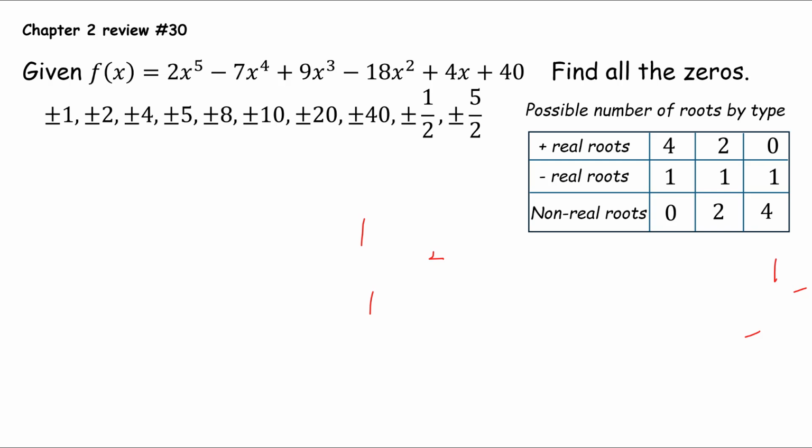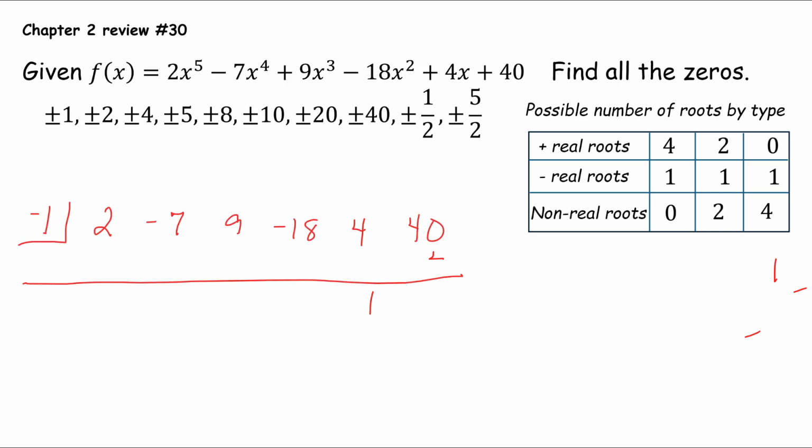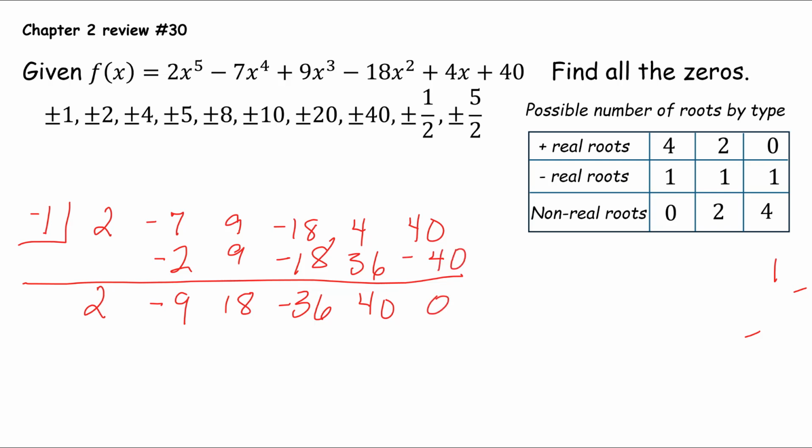And so I'm just going to start with -1 because it's easy. So I'll set that up and then bring down the 2. 2 times -1 is -2. Add them up, you get -9. -9 times -1 is 9. 18, -18, -36, +36, and that makes 40, and then -40. So that is a 0. So we got our negative real zero. That's it. We don't have to look for any more negative ones because that's it.